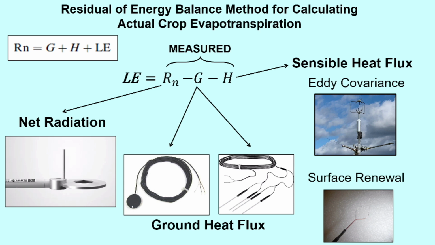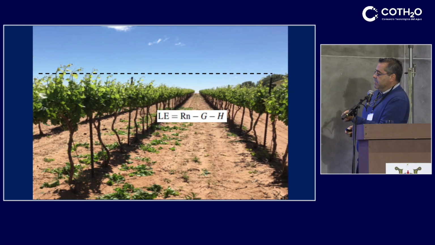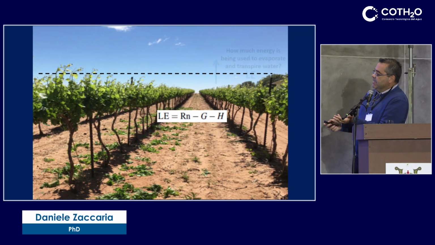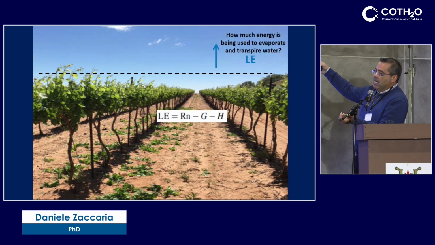The gold standard is the sonic, but the sonic is something that costs like $4,000 a piece. This little thing is about $150 a piece. So there's quite a cost difference. When you apply this technique, basically, you measure how much energy is used to transpire water.